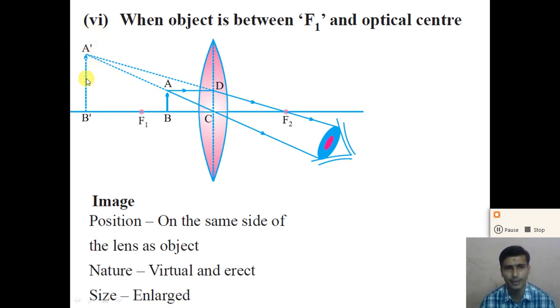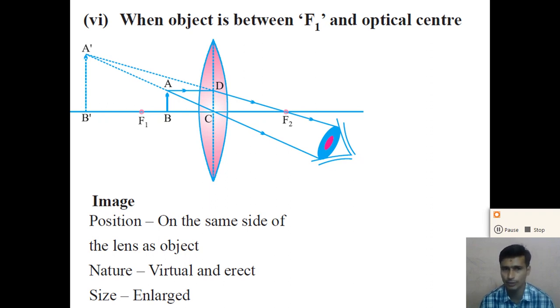So at the point A dash, A dash B dash, the image will be produced on the same side of the lens as the object is placed, right? Now what type of the image will be produced? The image produced is virtual and erect.